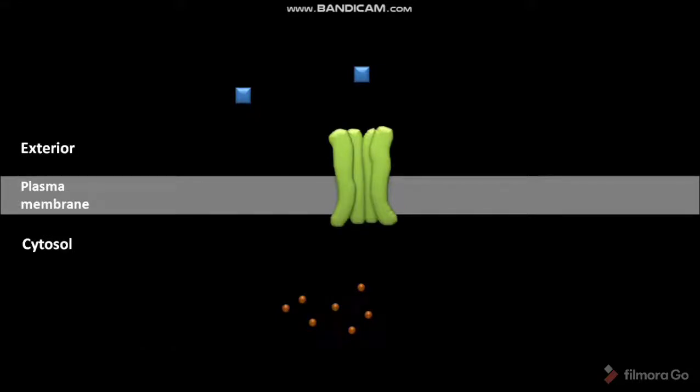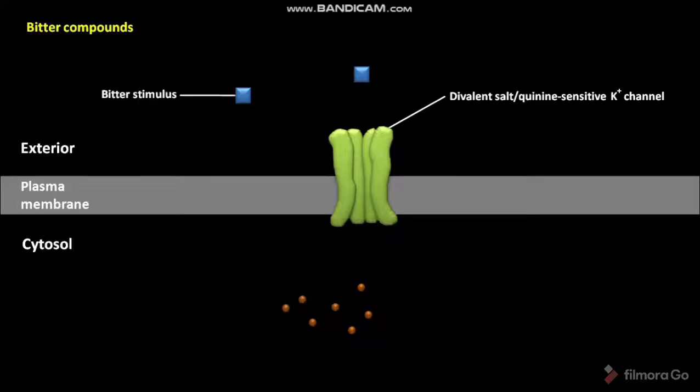In order to taste bitter compounds, the taste cell uses a divalent salt or quinine-sensitive K+ channel. The bitter stimulus, for example quinine, present exterior to the taste cell moves through the divalent salt or quinine-sensitive K+ channel and blocks it.